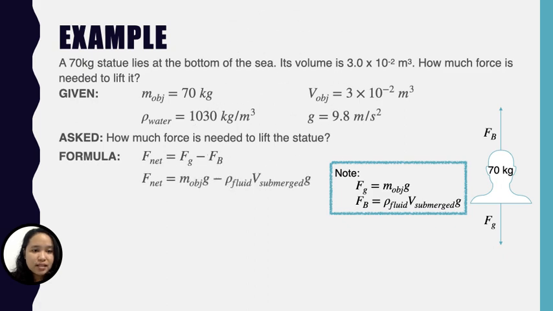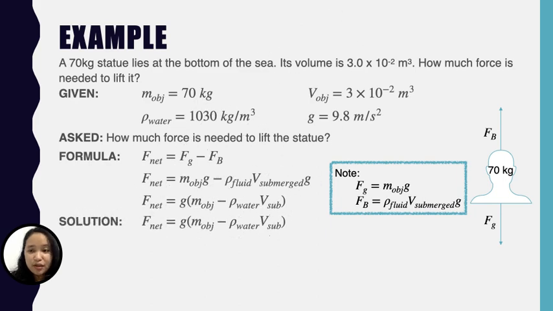Okay, so next. Since we have that, we are going to substitute those in the first equation. So Fg, the second equation would become F net is equal to mass of the object times gravity minus density of the fluid times volume submerged times gravity. Since gravity is present in both equations, we can just factor it out, and then it would become F net equals G times mass of the object minus density of the water times the volume of the submerged.